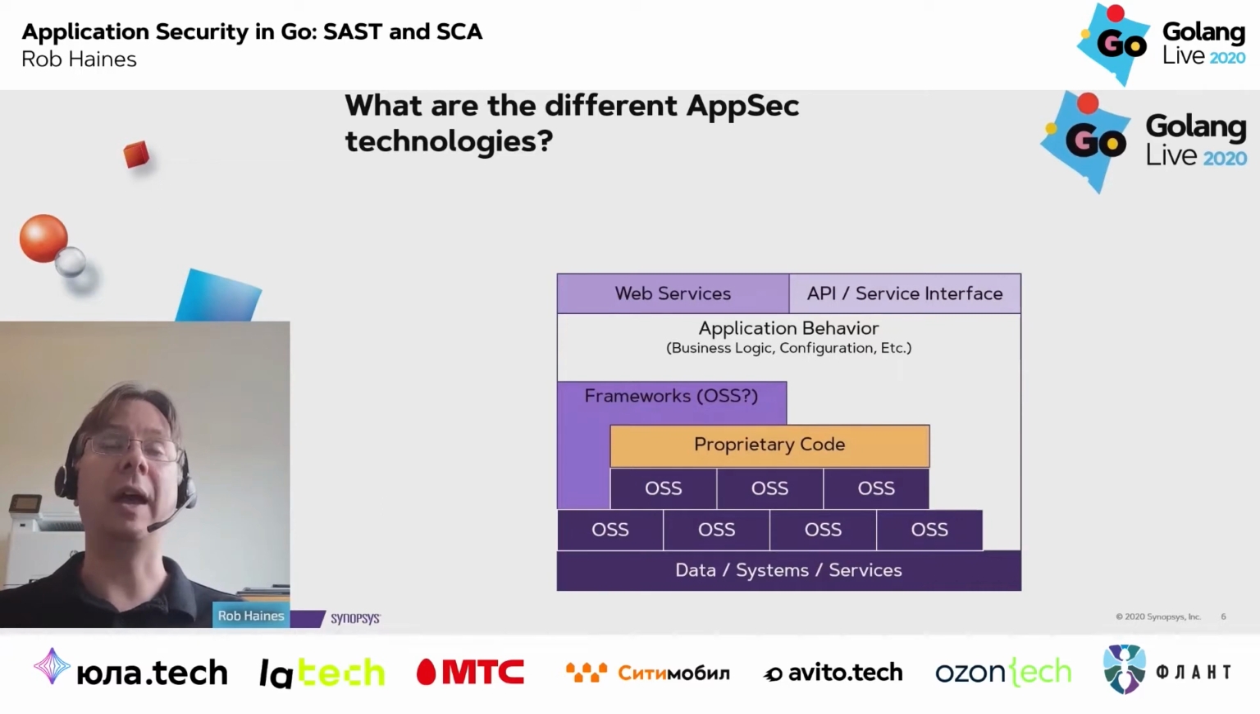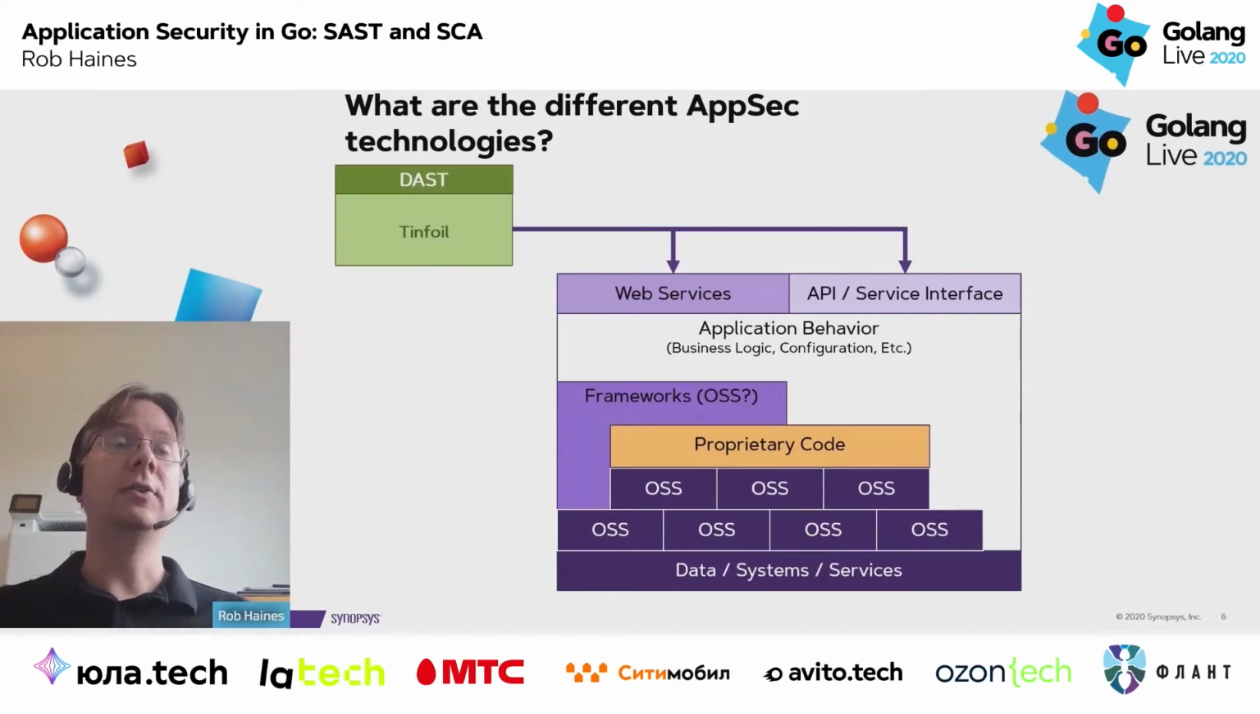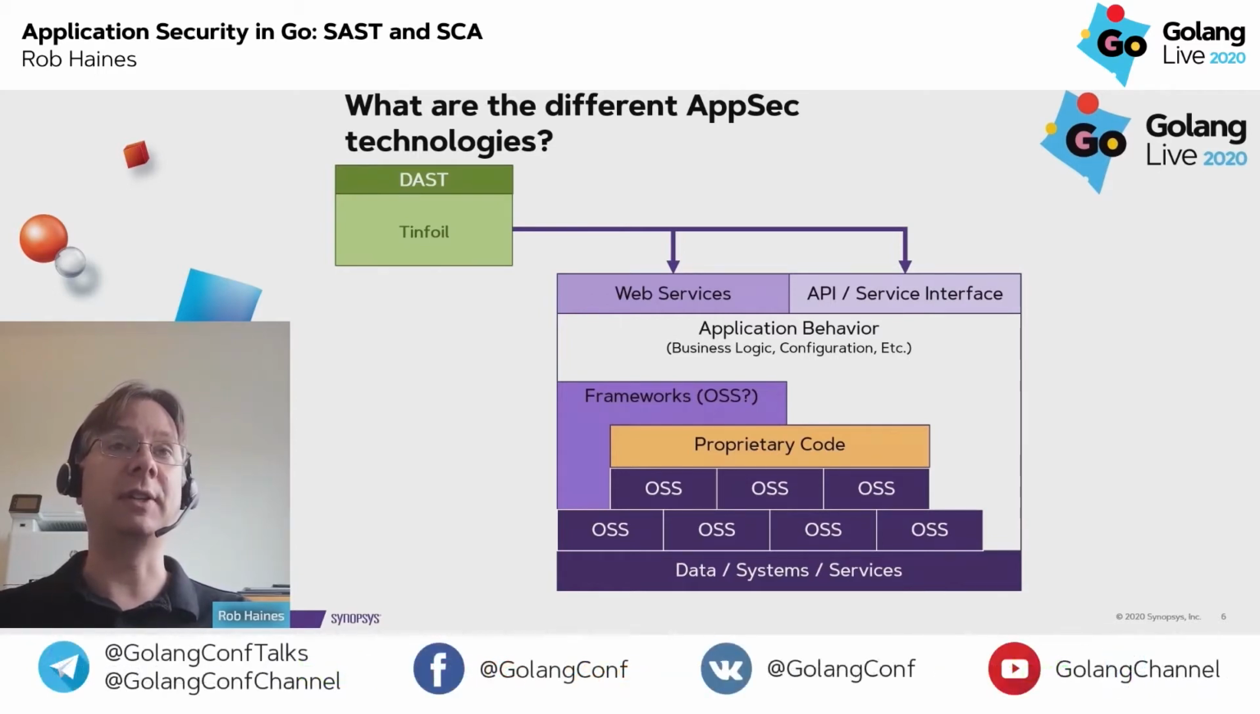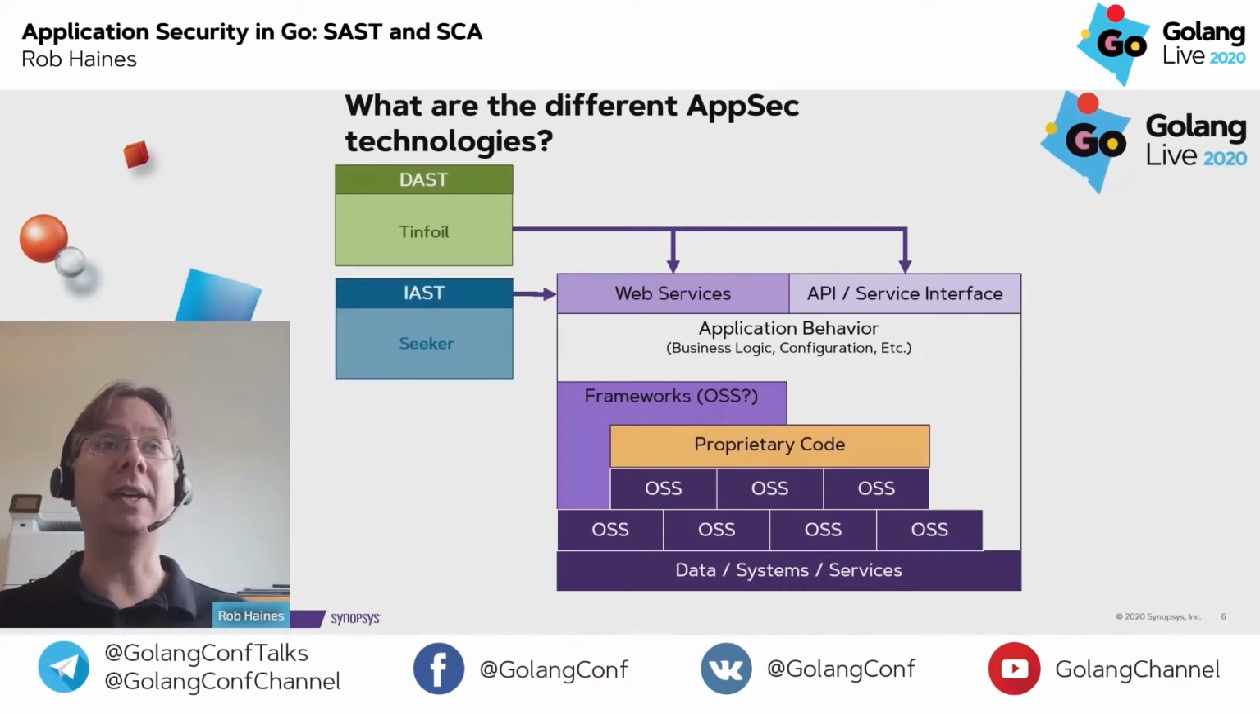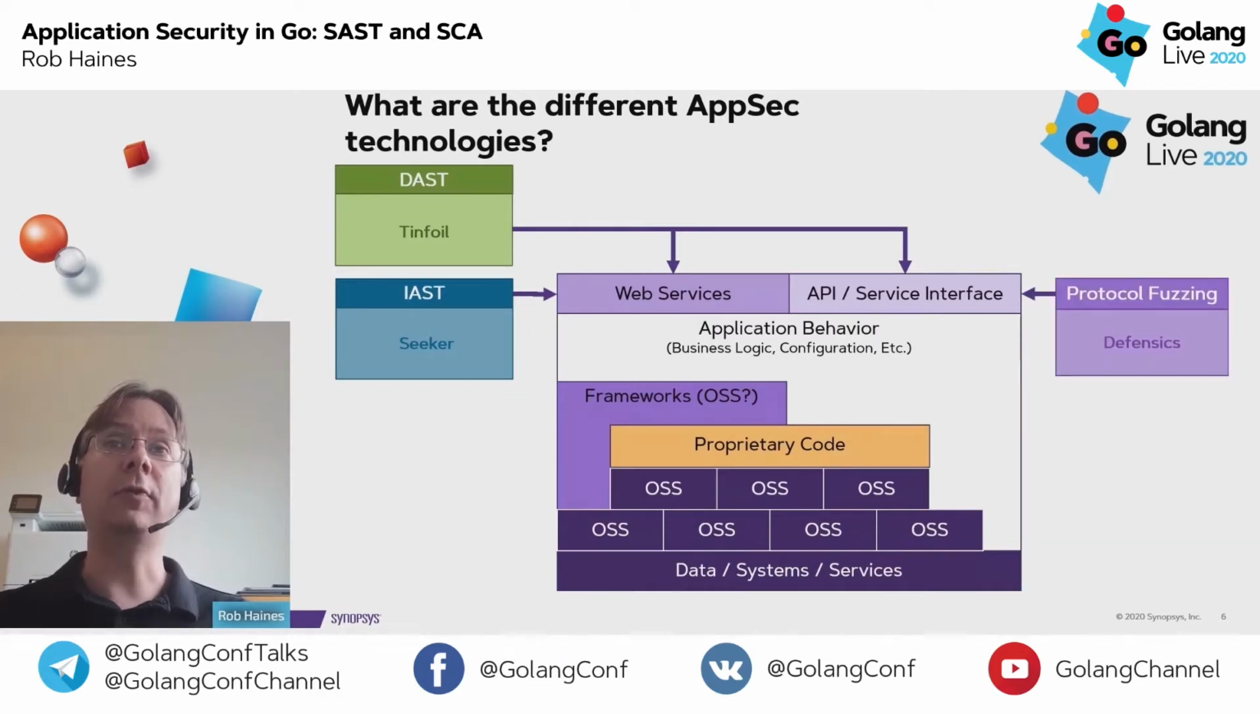And at the top, we also have sort of our web services layer. So what different technologies can we use here? So the first one is dynamic application security testing. And this is effectively treating the device as a black box using dynamic testing after the application has been written. We have a technology called interactive application security testing, and this effectively uses an agent sitting on the application to monitor it for security. And we have protocol fuzzing.